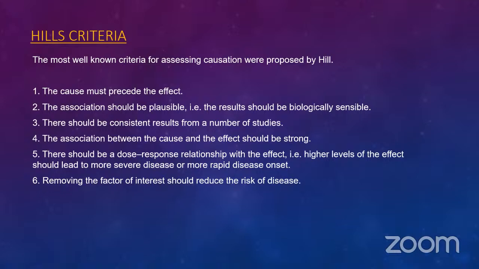And there should be a dose response relationship with the effect. That is, higher levels of the exposure should lead to a more severe disease or a more rapid disease onset. Like a person who smokes more should have a higher chance of having lung cancer. And removing the factor of interest should reduce the risk of the disease. That is, if the person stops smoking, will the risk of the disease, like COPD, be reduced? So these criteria must be met. These are called the Hill's criteria, if you have to definitively say an agent is a causative factor for a disease.